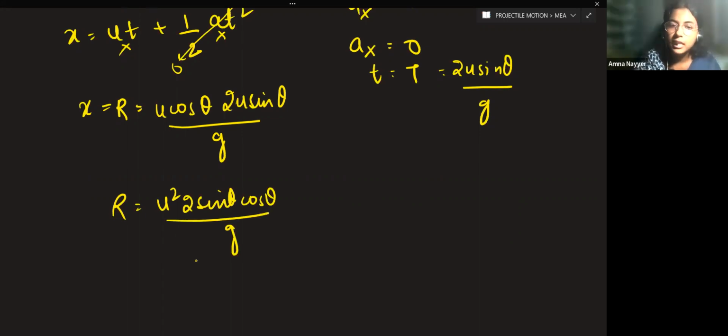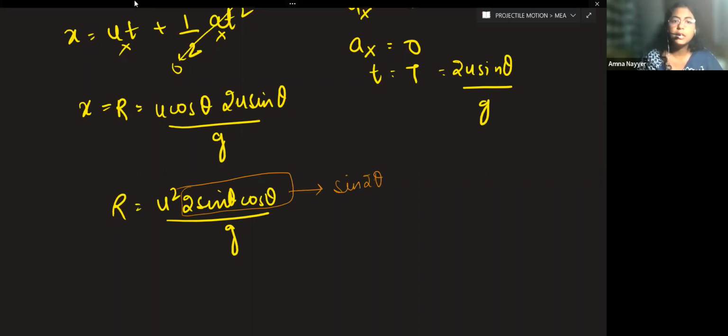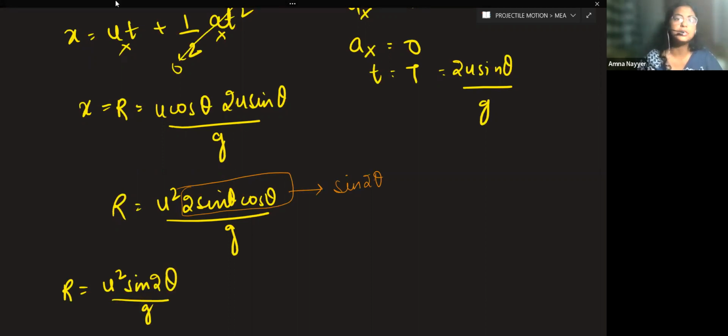Now in this u square 2 sine theta cos theta divided by g, you can use this, but many a times you can use this identity. See, 2 sine theta cos theta can also be written as sine 2 theta. So the final equation that is commonly used for the range of motion is u square sine 2 theta divided by g. This is the formula for range of motion.